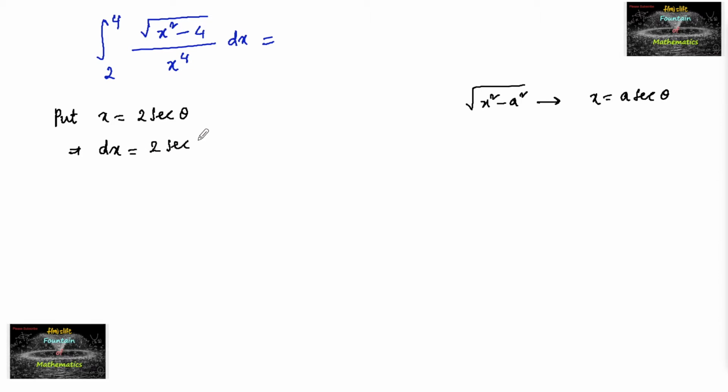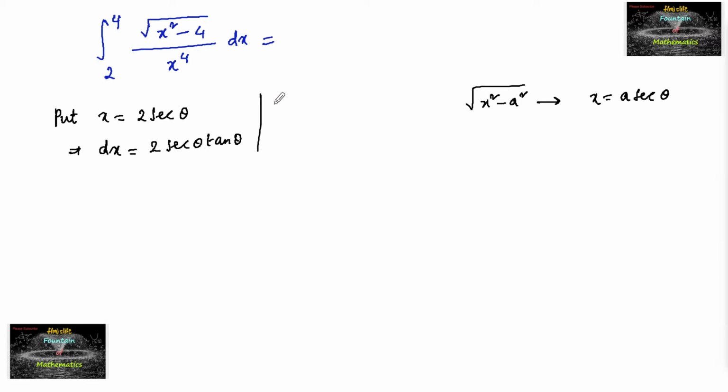So the integral from 2 to 4 of root over x square minus 4 upon x power 4 dx. The numerator is in the form of root over x square minus a square, whereby we generally substitute x equal to a secant theta. So let us consider here, put x equal to 2 secant theta, since x square minus 2 square. Differentiating, we'll have dx equal to 2 times secant theta tan theta.